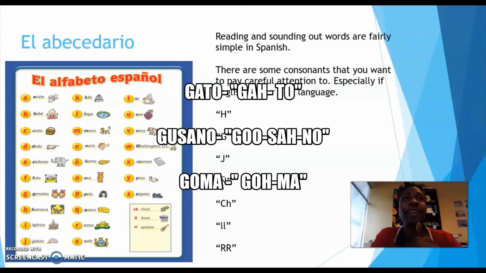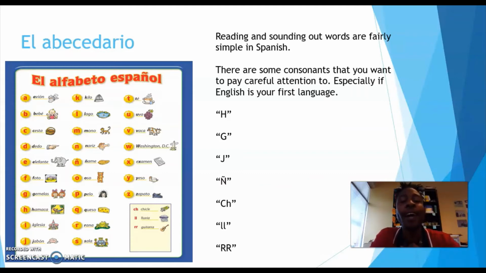So we can have ga, we can have go, we can have gu, but when we have G-I or G-E, we're going to hear he or he. So with our G-I and G-E, we get more of an H sound, which will be really important when we think about our next letter. G-I, you may get something like girar, which means to spin, or gemelo or gemela, which is twin or twin sister.